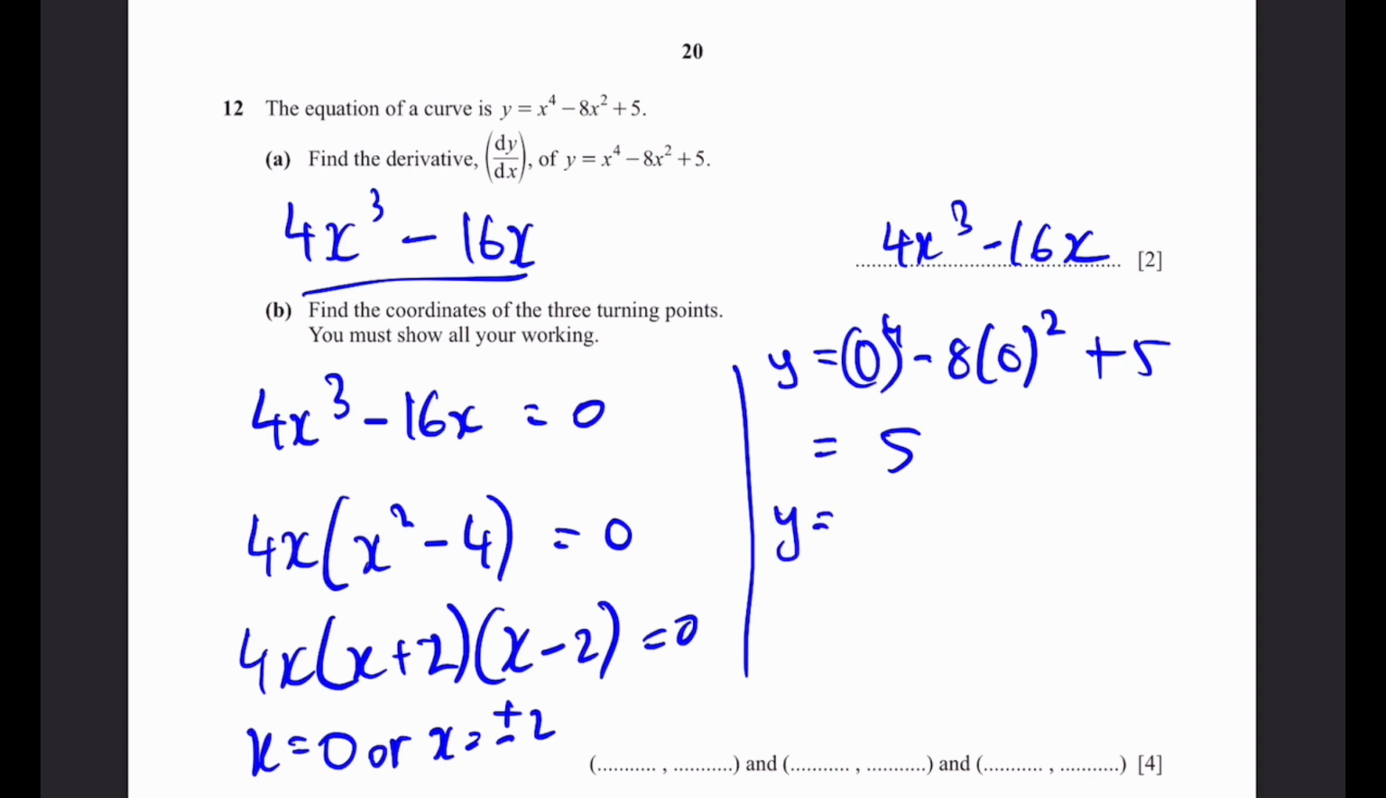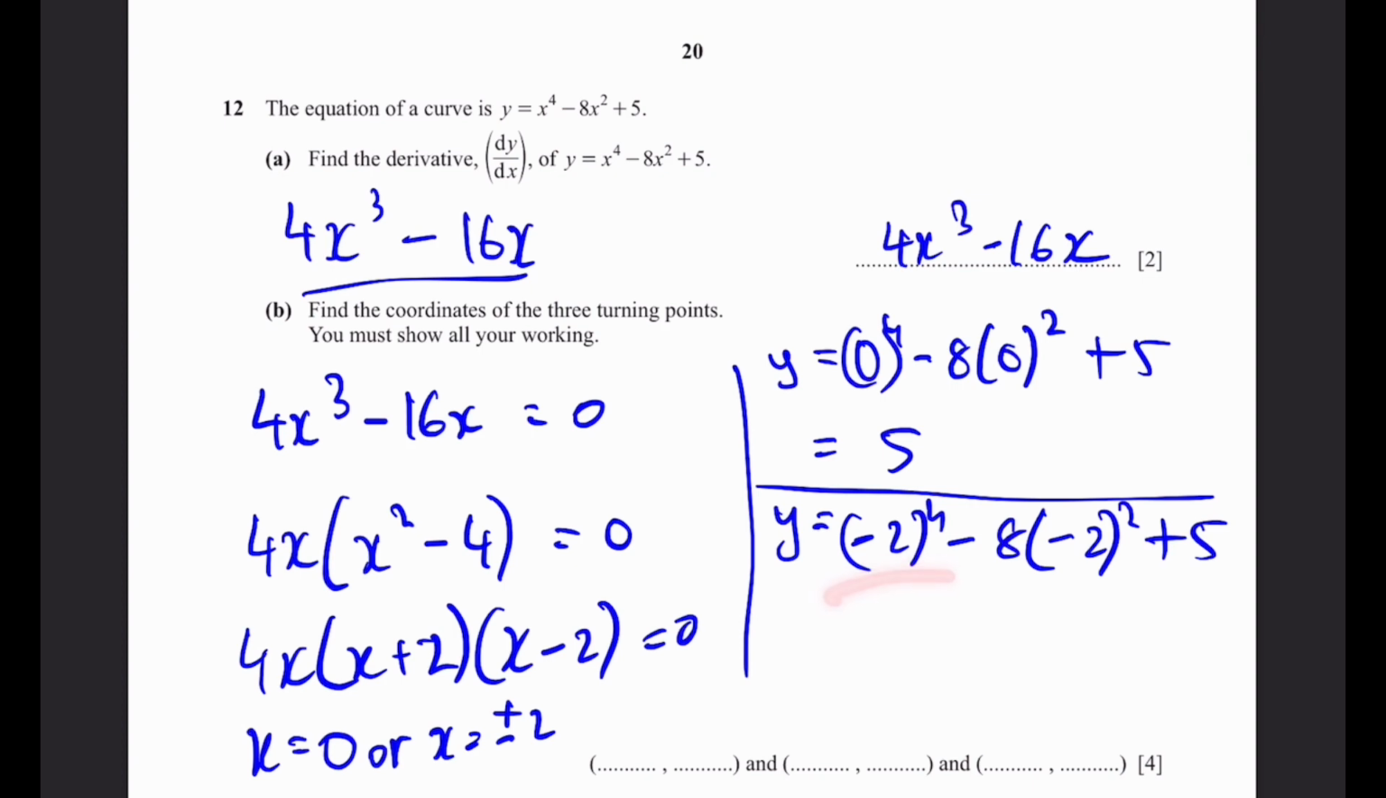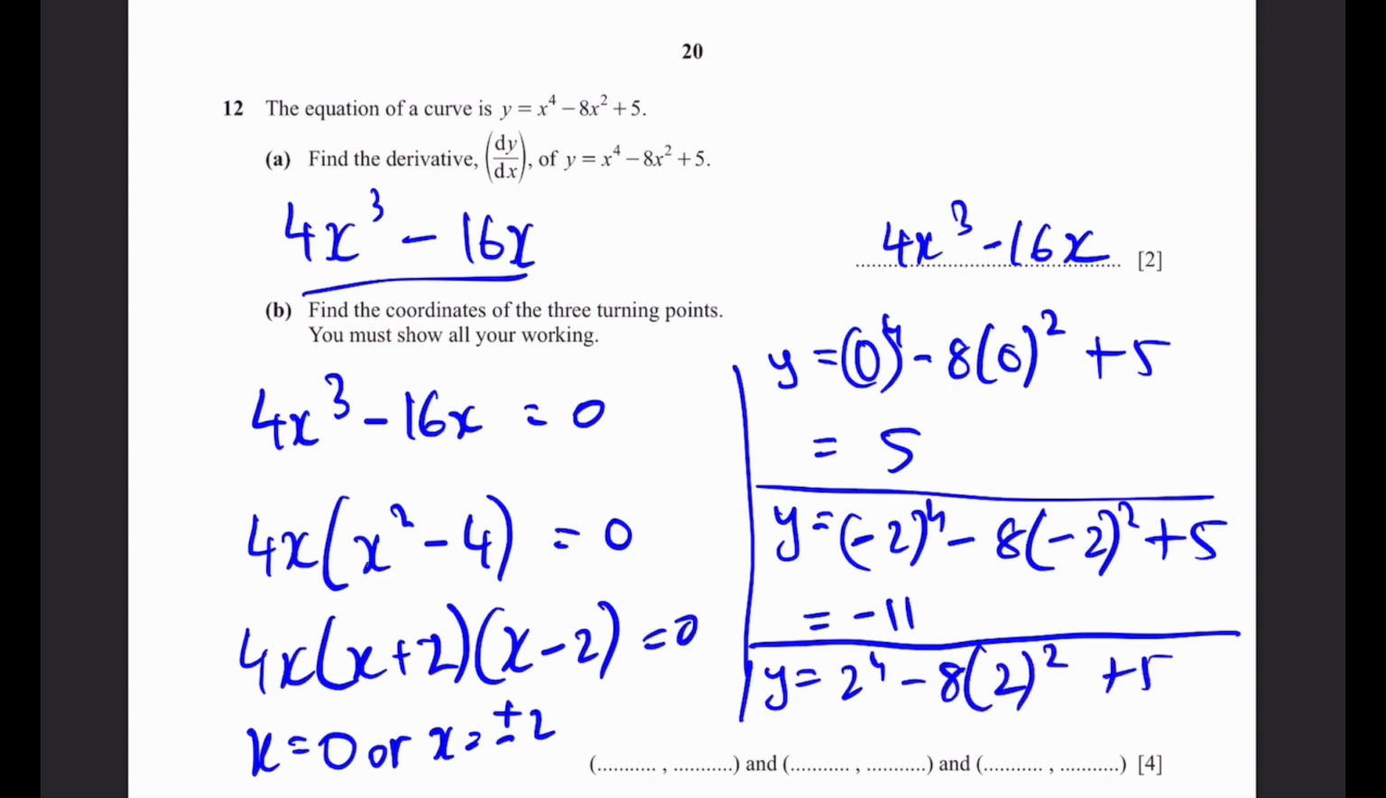And then the other one, when x is equal to minus 2, minus 2 to the power 4 minus 8 times minus 2 squared plus 5. So this will be 16 minus 8 times 4, which is equal to 32, and then plus 5, which is equal to minus 11. And then when x equals positive 2, y equals 2 to the power 4 minus 8 times 2 squared plus 5, it will be once again 16 minus 32 plus 5, which is minus 11.